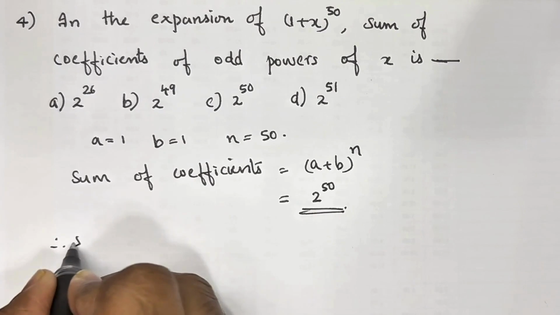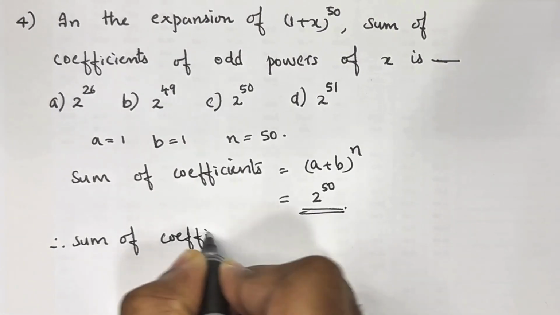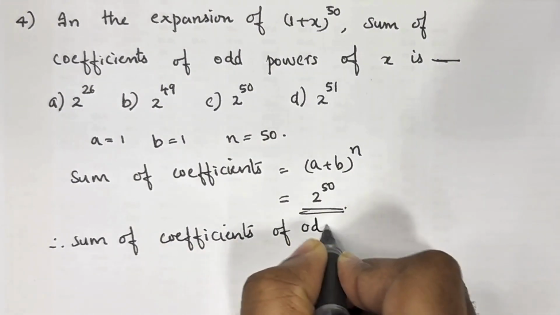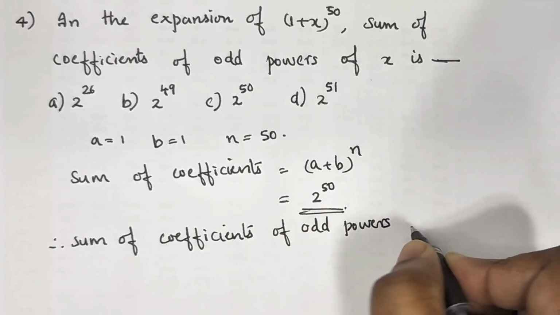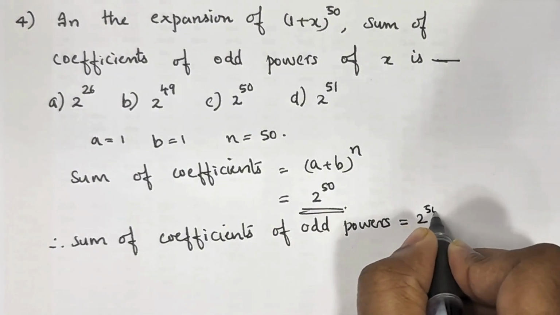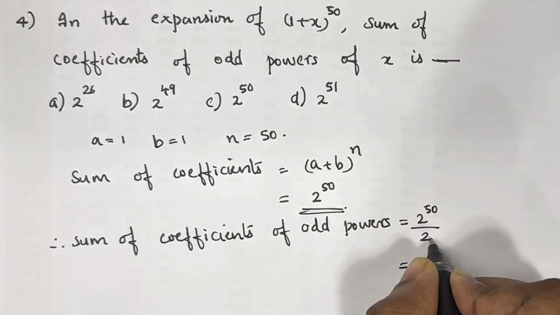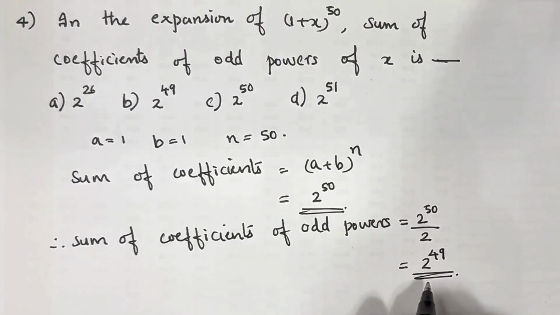Here the question is to find the sum of the coefficients of odd powers of x. Therefore, the sum of the coefficients of odd powers of x is, since it is only odd powers, just half of the sum of all the coefficients. We got 2 raised to 50 as the sum of the coefficients, so it is 2 raised to 50 by 2. Now 2 raised to 50 by 2 means it is 2 raised to 49. So 2 raised to 49 from the given options, option number B is the correct answer.